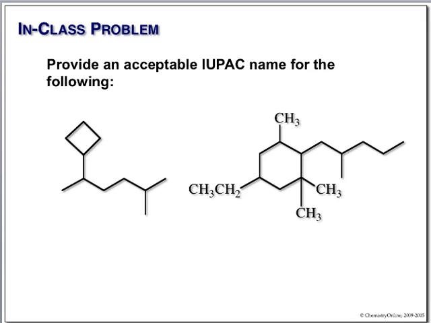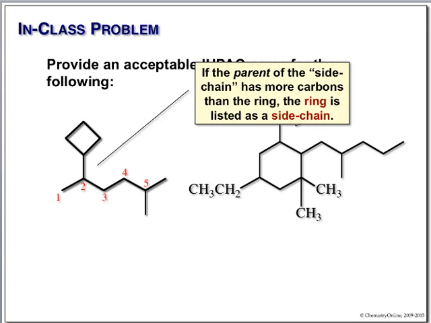therefore, we have 1, 2, 3, 4, 5, 6 carbons in a chain here, and 4 carbons up there. This is going to be our parent. We have 2 substituents. They're both equally spaced on our new parent here. One's a cyclobutane, one's a methyl. We're going to let the cyclobutane win alphabetically.